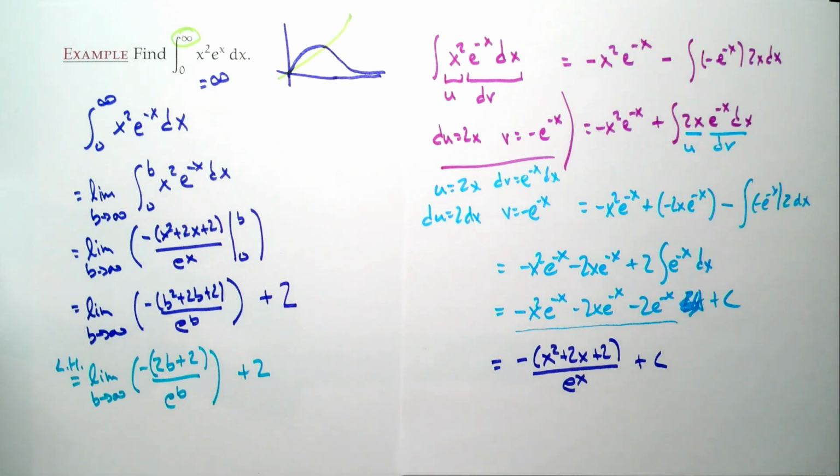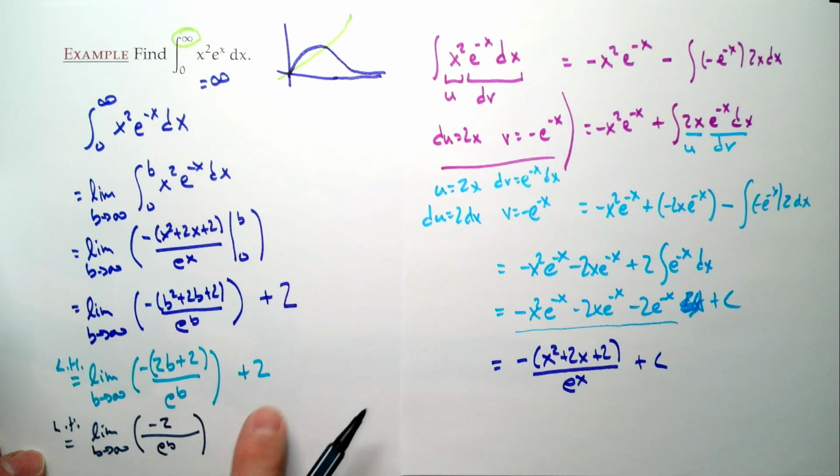All right. Now what's happening? Well, the upstairs is doing what? It's getting big, and the downstairs, it's also getting big. So what do we do? Oh, L'Hôpital. Yes, exactly. Good. All right, so we apply it again. So we're going to take the limit as b goes to infinity. Upstairs, what do we have? -2. Downstairs, e to the b. And the plus 2, it's still plus 2.